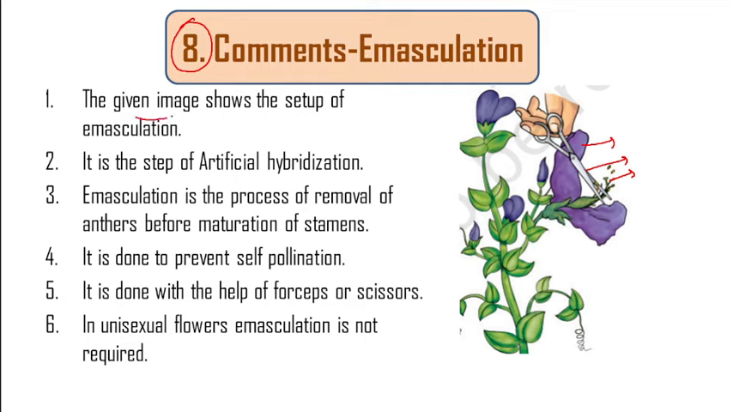You are going to write: the given image shows the setup of emasculation. It is a step of artificial hybridization. Emasculation is the process of removal of the anthers before maturation of the stamens. It is done to prevent self-pollination. It is done with the help of forceps or scissors. In unisexual flowers, emasculation is not required.